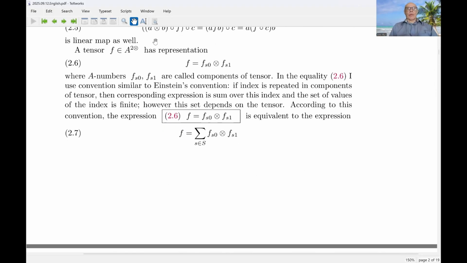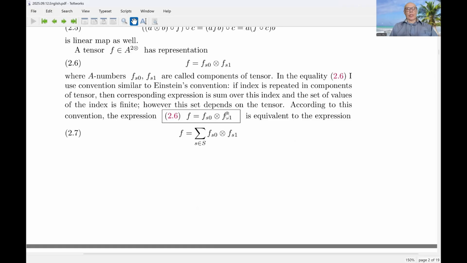And a tensor F from the tensor square of algebra A has a representation 2.6, where the numbers f^{0}, f^{1} are called components of the tensor. In equality 2.6, I use a convention similar to Einstein's convention. If an index is repeated in components of a tensor, then the corresponding expression is a sum over this index, and the set of values of the index is finite. However, this set depends on the tensor.